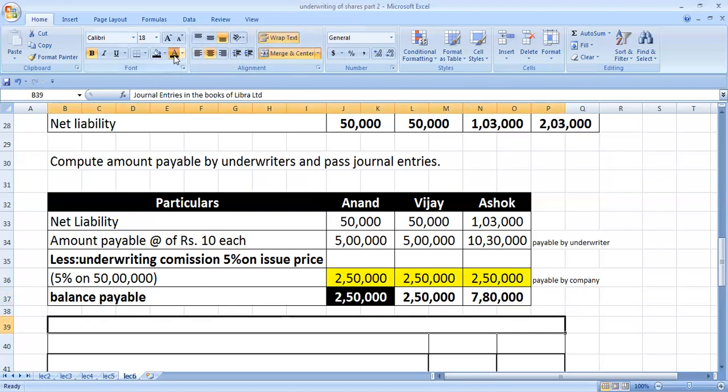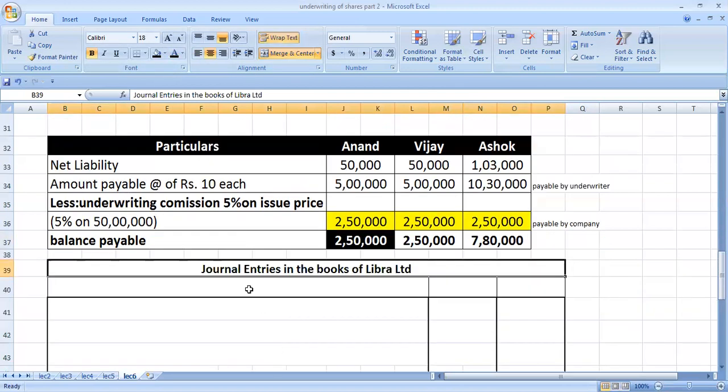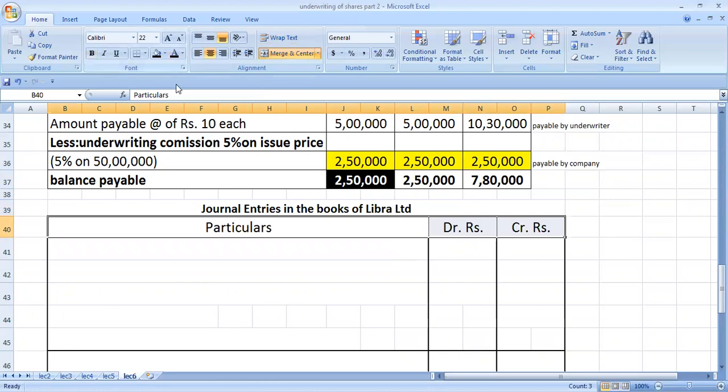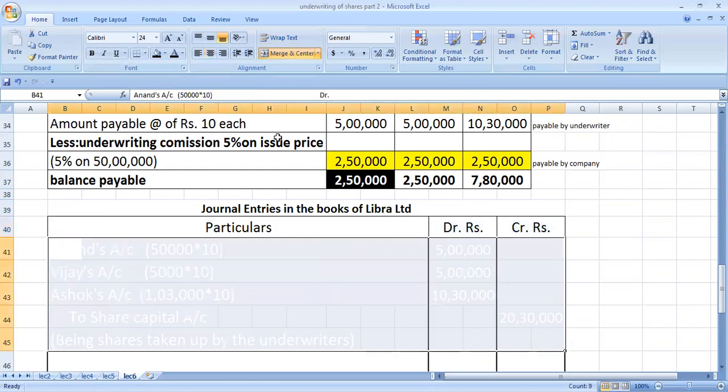Now the name of the company is Libra Limited. So let's write here the journal entries in the books of Libra Limited. This is our journal statement. In the journal statement, we must have 3 columns: particulars, debit rupees and credit rupees. Okay, so how will be the first journal entry? The first journal entry is for the underwriting of the unsubscribed shares, or subscription of the unsubscribed shares.